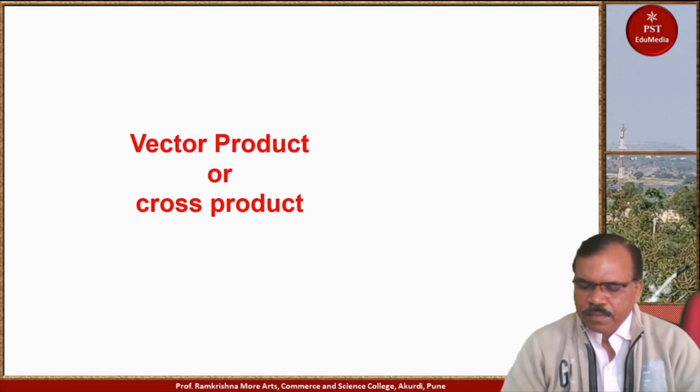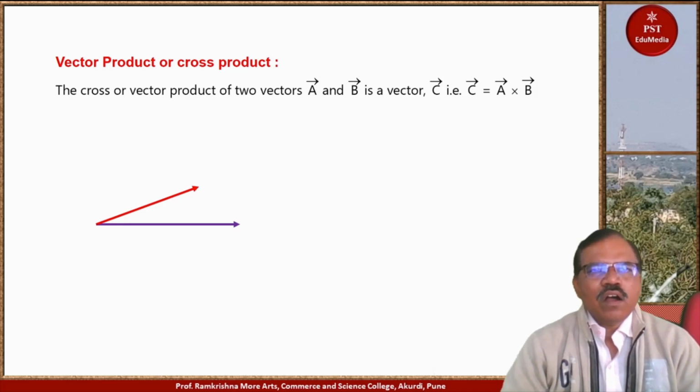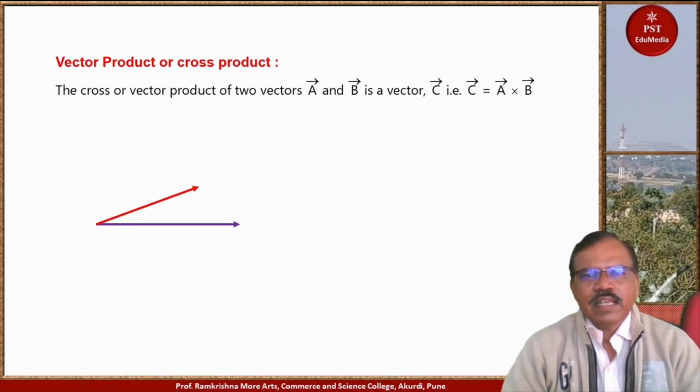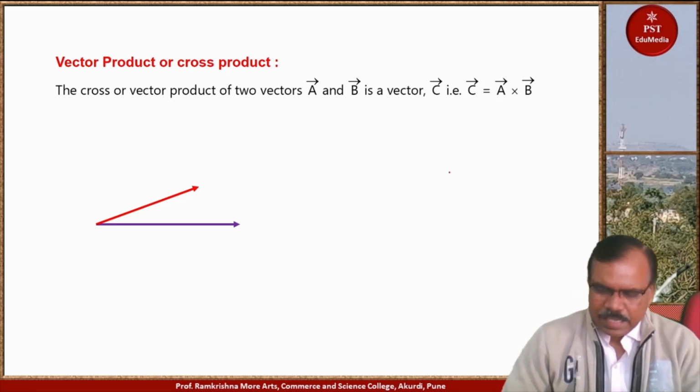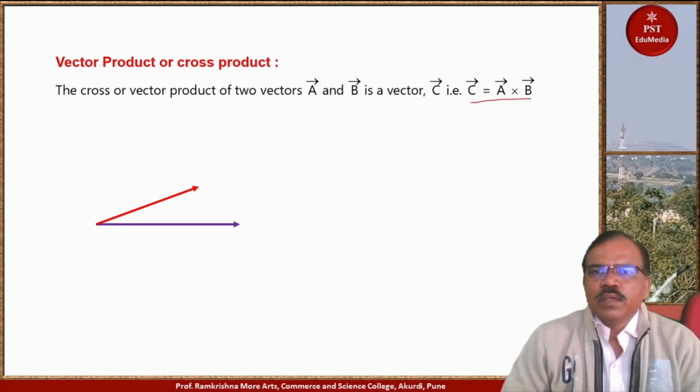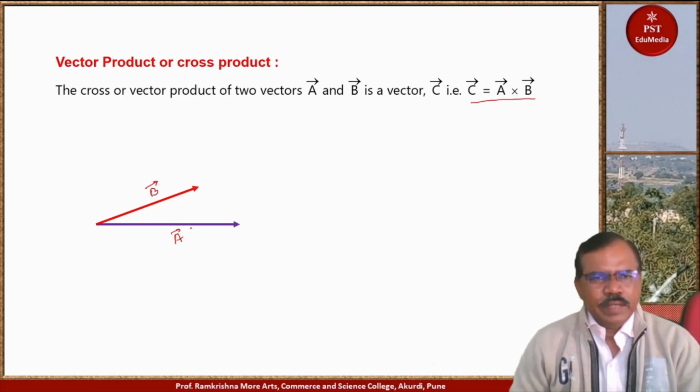Now here the vector product or the cross product of two vectors A and B is a vector, and that vector is C, and we write that as C is equal to A cross B. So suppose we have vector A and vector B. These are two vectors, and here this is their starting point or tails of two vectors.